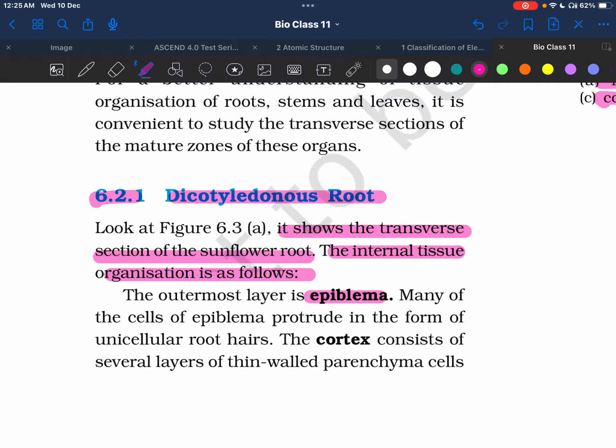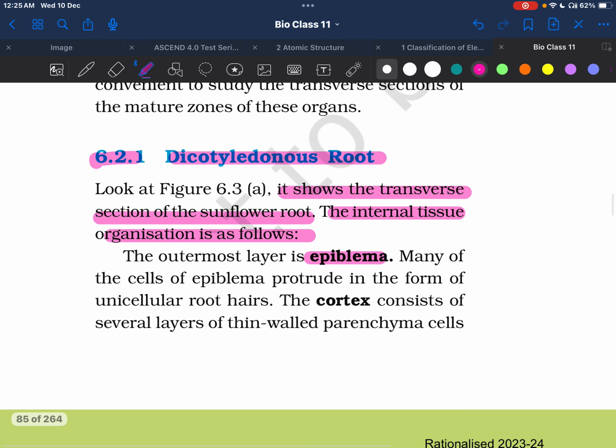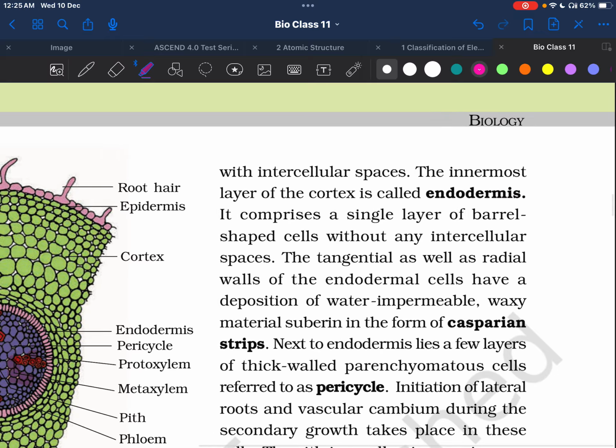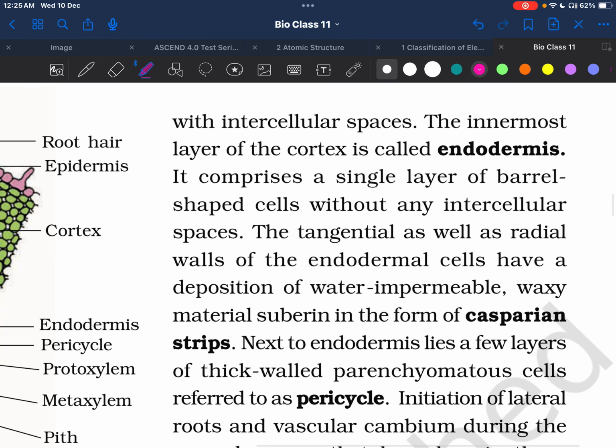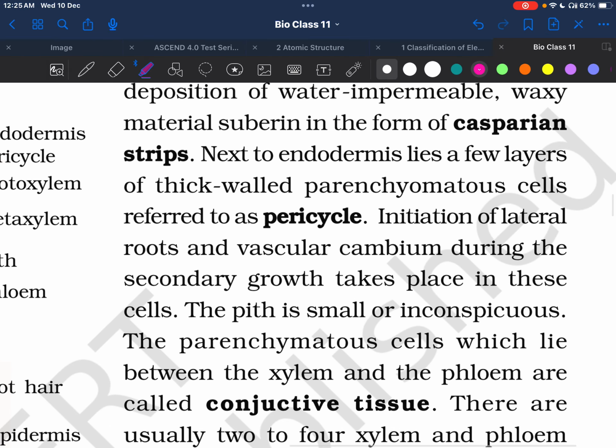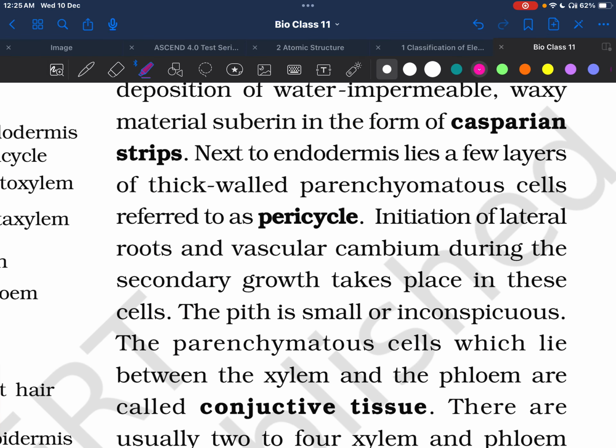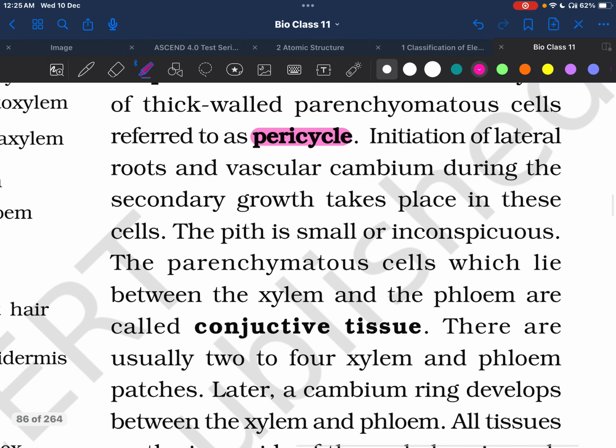The cortex consists of several layers of thin-walled parenchyma cells with intercellular spaces. The innermost layer of the cortex is called the endodermis. It comprises a single layer of barrel-shaped cells without any intercellular spaces. The tangential as well as radial walls of the endodermal cells have a deposition of water-impermeable, waxy material, suberin, in the form of Casparian strips. Next to the endodermis lie a few layers of thick-walled parenchymatous cells referred to as the pericycle. Initiation of lateral roots and vascular cambium during secondary growth takes place in these cells.